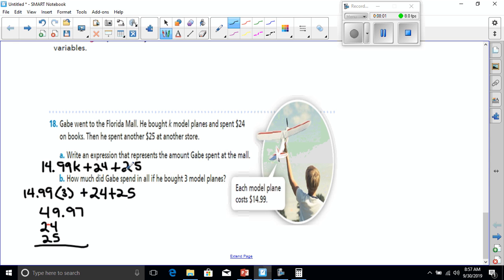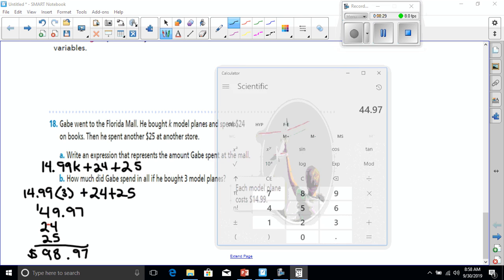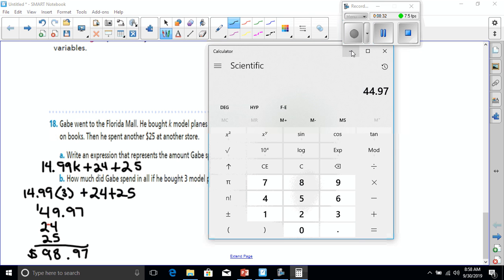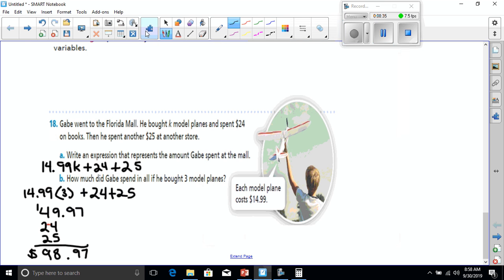How much did Gabe spend in all? Okay, so we know there's 97 cents there. 9 plus 9 is going to be 18, so carry the 1. And 4, 5, 6, 7, 8, 9. So that's $98.97 total. And, oh, wait a second, I see one little error. If I remember right, the calculator said $44.97. I wrote that one wrong. Okay, so let's erase that and put $44.